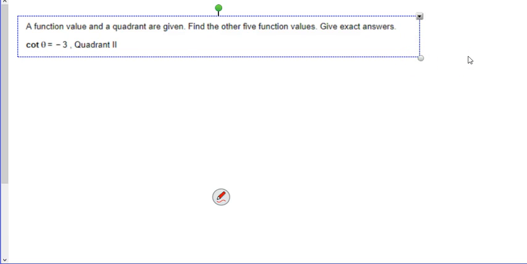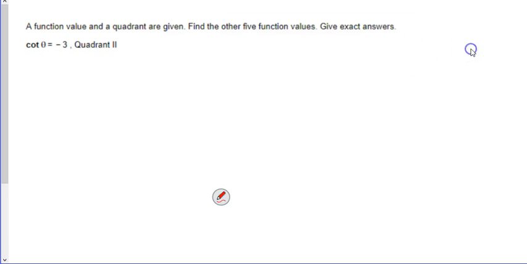Function value and a quadrant are given, find the other 5 function values. So we know the cotangent is -3. The cotangent of an angle theta is -3. So the first thing I do is find the tangent.